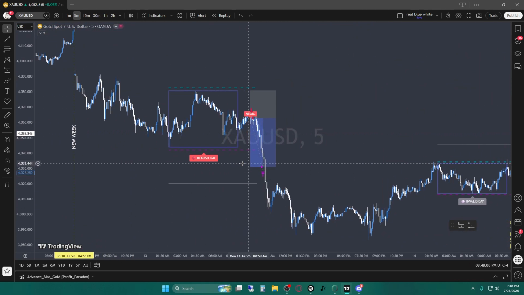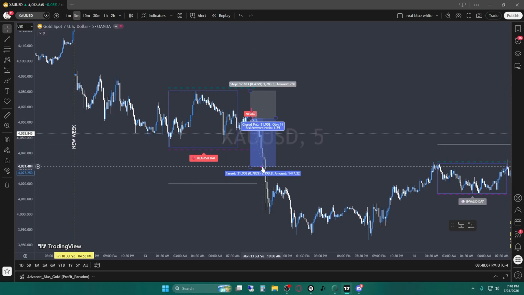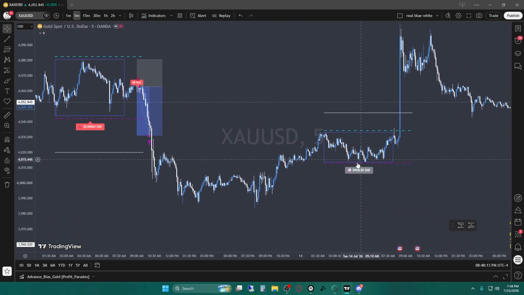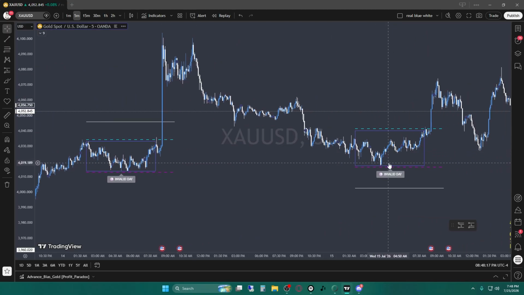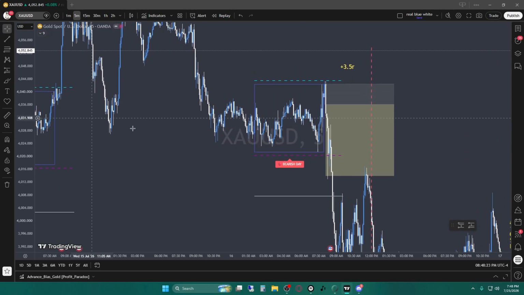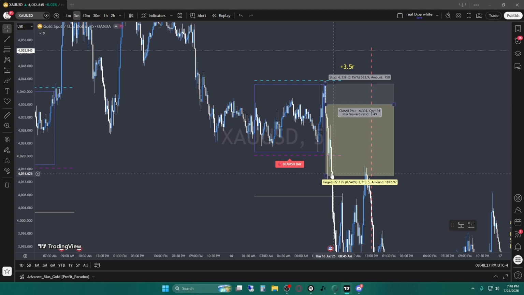On July the 13th, that printed a bearish day. It hit TP for 1.79R. The next day was an invalid day, so I did not look for any trades. Next day was an invalid day as well, did not look for any trades. This day printed a bearish day. I used my entry model tool and hit for 3.5R.